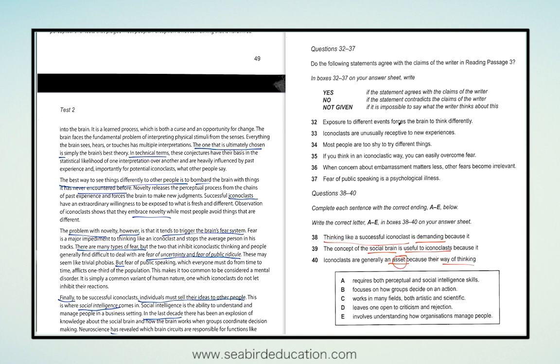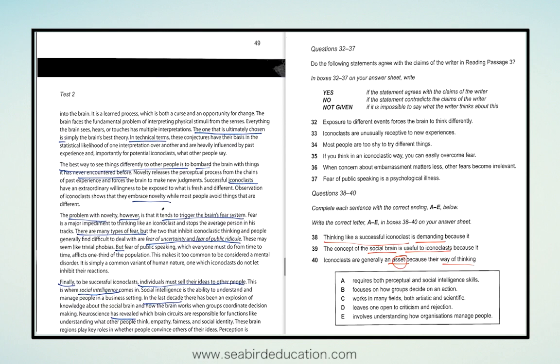Exposure to different events forces the brain to think differently. To see things, to bombard the brain with things it never encountered before. Different events forces the brain to think differently. But what do they mean by different events? What is this word? New events, maybe. What do they mean? I don't know what that means.